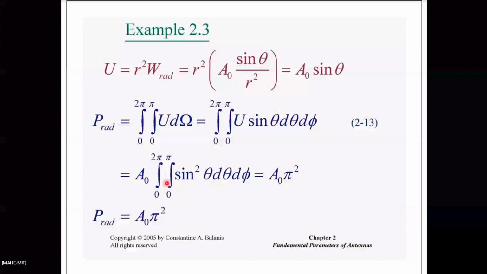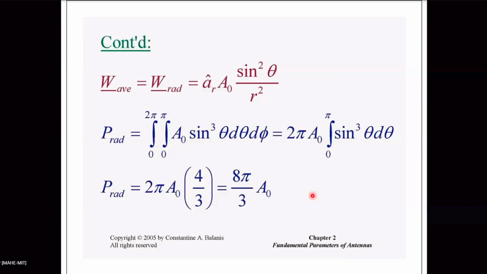This will completely enclose the antenna when you take these limits. So you get P rad as A naught pi square. Have you understood this? Yes, sir. Okay. Next slide.